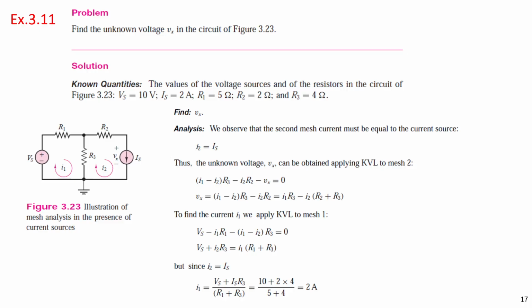Another example. In this example, Vs is 10 volt, Is is 2 amp, R1 is 5 ohm, R2 is 2 ohm, R3 is 4 ohm. So I2 is Is, I2 equal to 2 amp here.